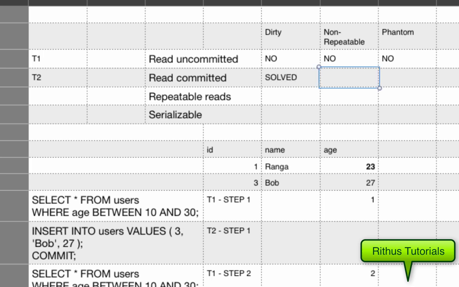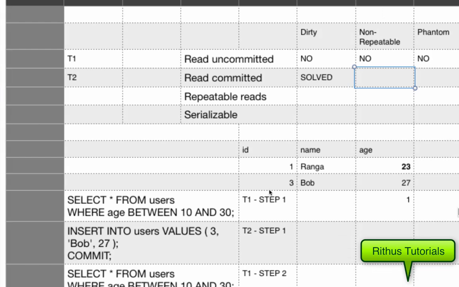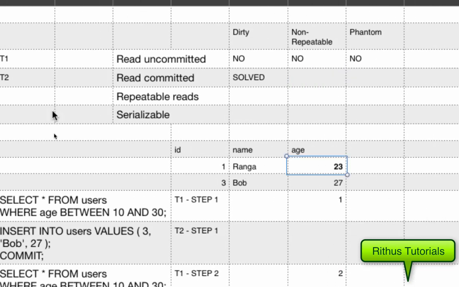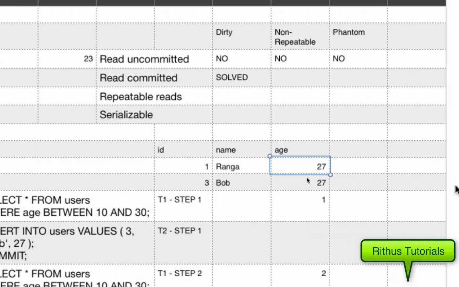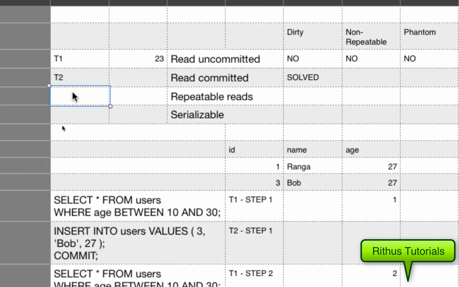In read committed, dirty reads are solved, so you'll never have dirty reads. However, non-repeatable reads are possible, because let's say when T1 starts executing, the value here is 23, so T1 gets the value 23. However, in between, T2 comes in and updates this value to 27, let's say, and it also commits the change, so the lock is released. Now T1 is trying to read that value again.